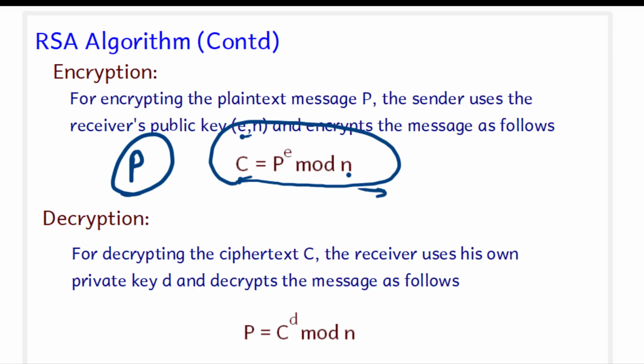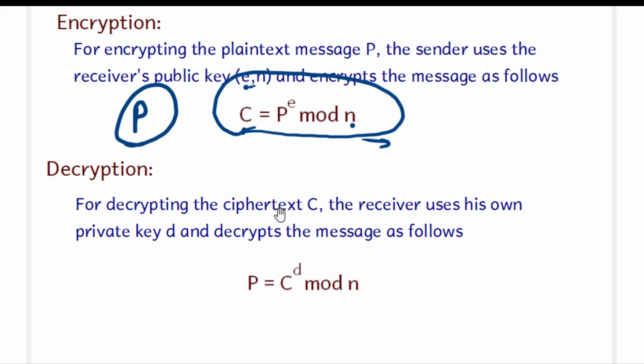Now Alice has to decrypt the message. When Alice receives the ciphertext C, she has to recover the plain text. The formula she uses is P is equal to C raised to D, which is only known to her, mod N. This is how this algorithm works.